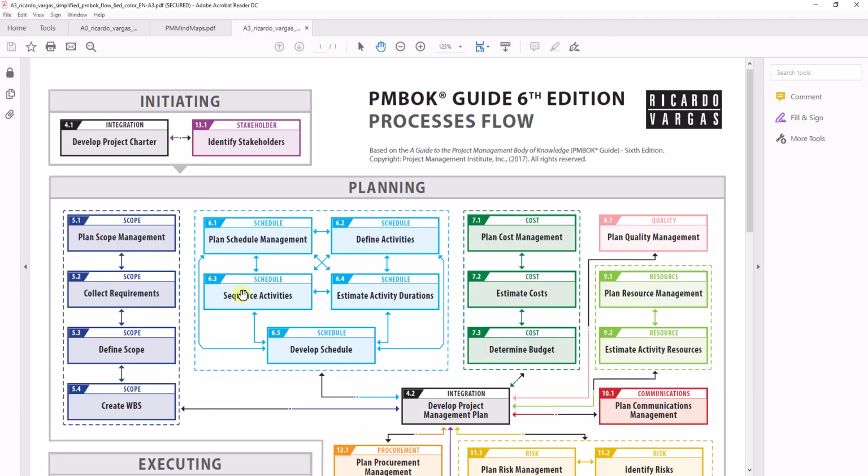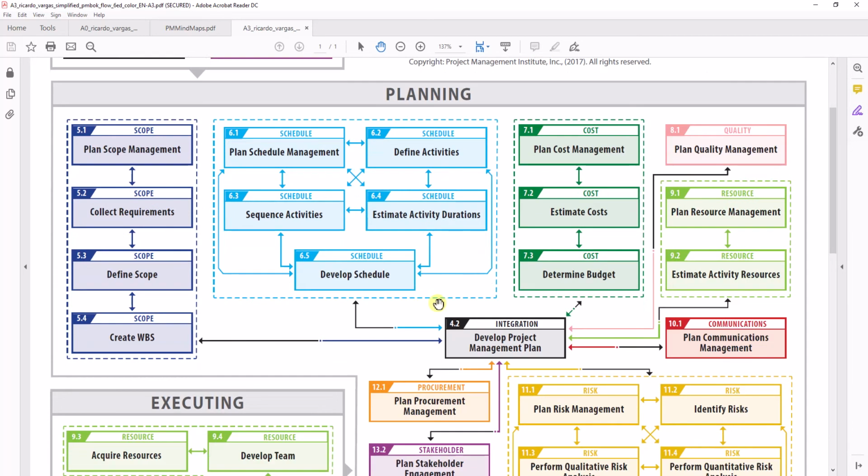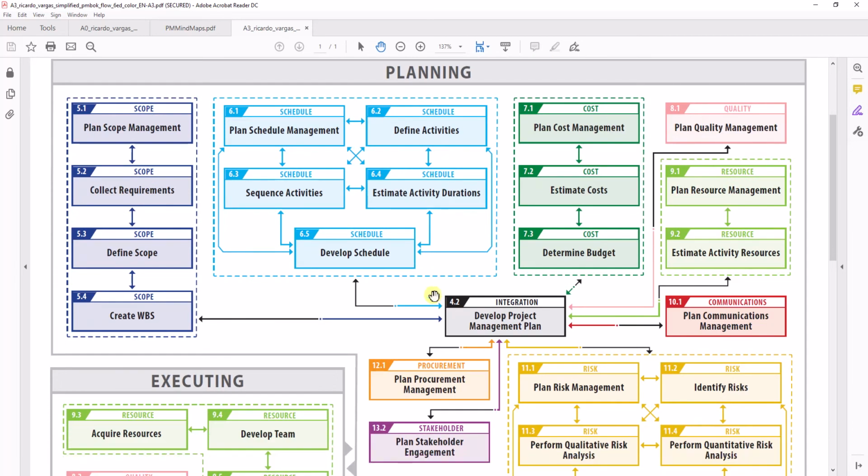What you're seeing now is the A3 version. It only has the process names and what flows in where, what is connected, and everything. I will share these A0 and A3 versions on our WhatsApp group, and on the same group I will also share the link to the YouTube videos of Ricardo Vargas.